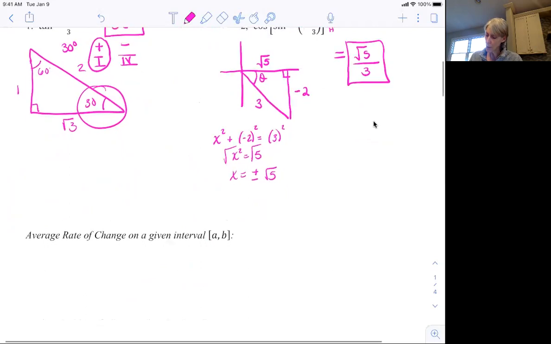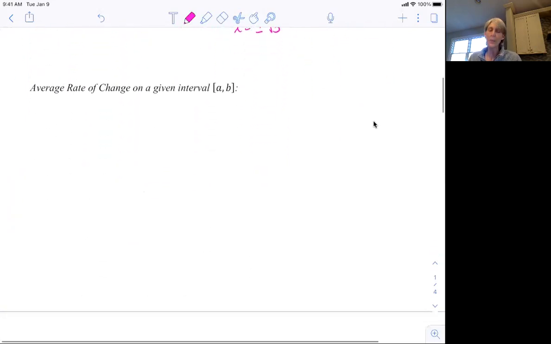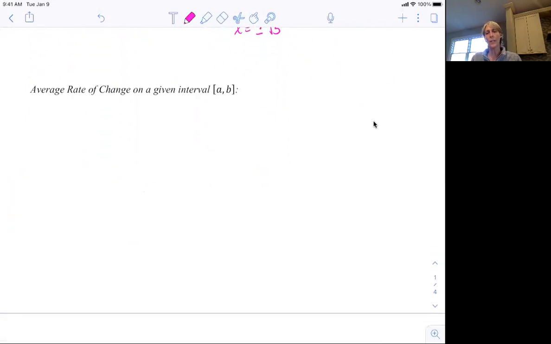One thing we didn't get to in the lessons this week is average rate of change on a given interval. Now, I'm just going to try to incorporate average rate of change on a given interval when we're working with different types of functions, because it is something you're going to see in calculus next year.